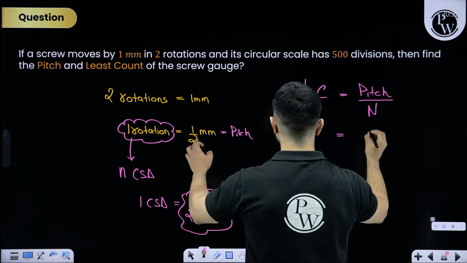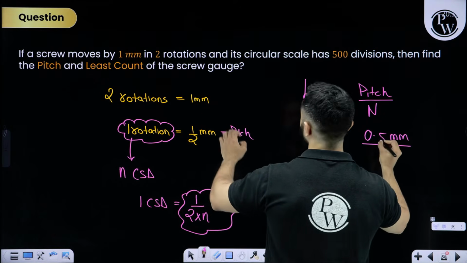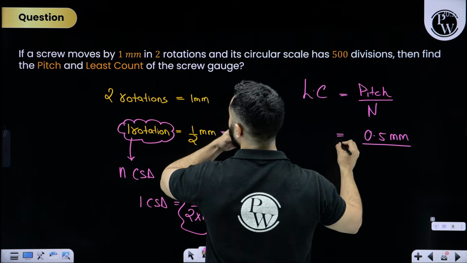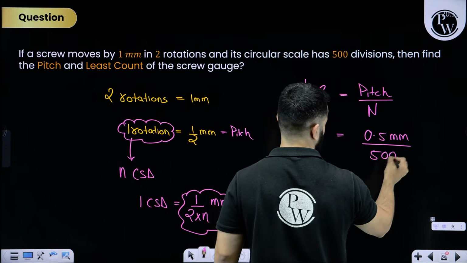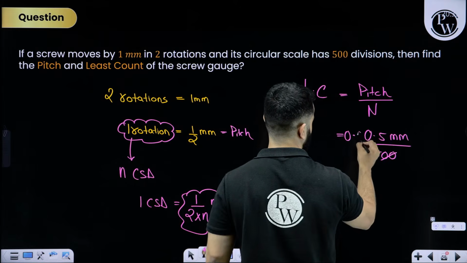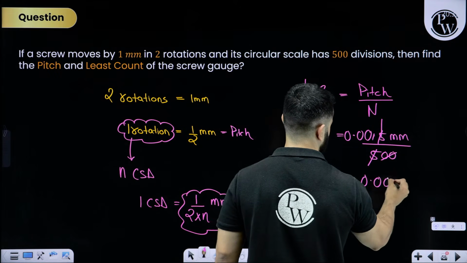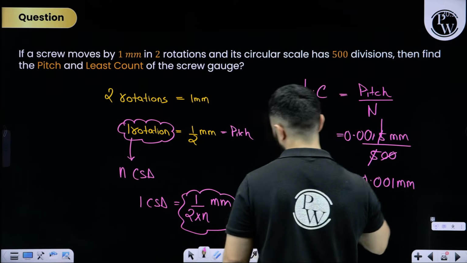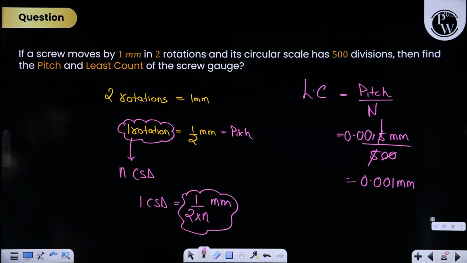So pitch comes out to be 0.5 millimeter, whole divided by, they are saying, 500 divisions. So 500 divisions, 2 point, and this gets cancelled. So the answer is 0.001 millimeter. This is going to be the least count. And if you solve this, you are going to get the same answer.